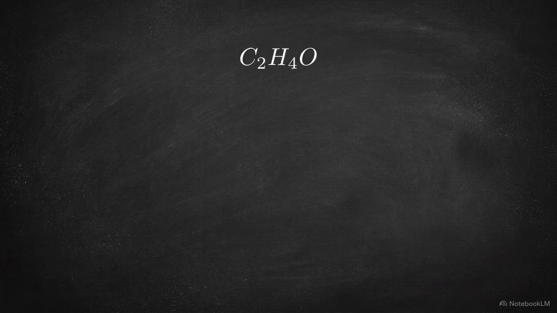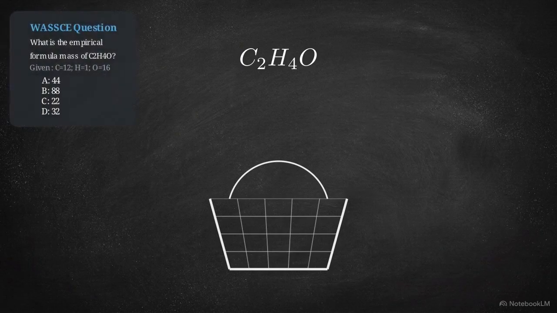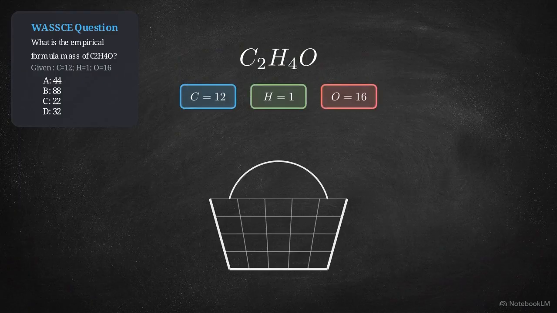Now, think of our formula as a shopping basket. The atomic masses given to us in the question, carbon at 12, hydrogen at 1, and oxygen at 16, act exactly like price tags for each atom we are putting into our basket. We have 2 carbon atoms, and each one costs 12 units. We multiply 2 by 12, giving us a carbon cost of 24.